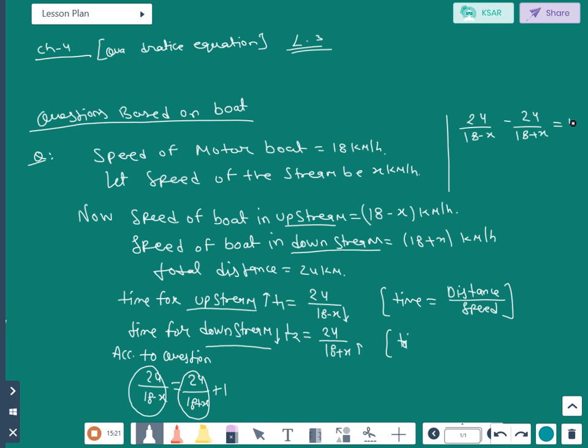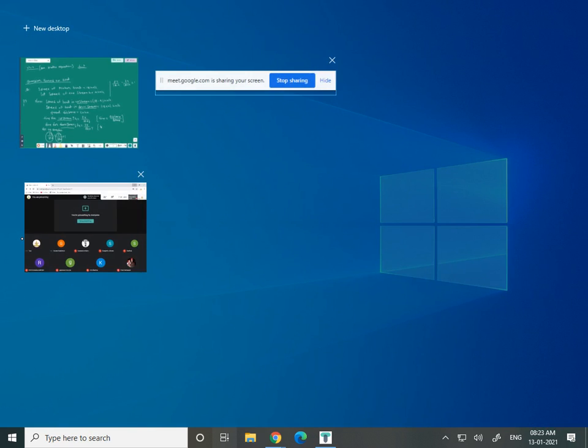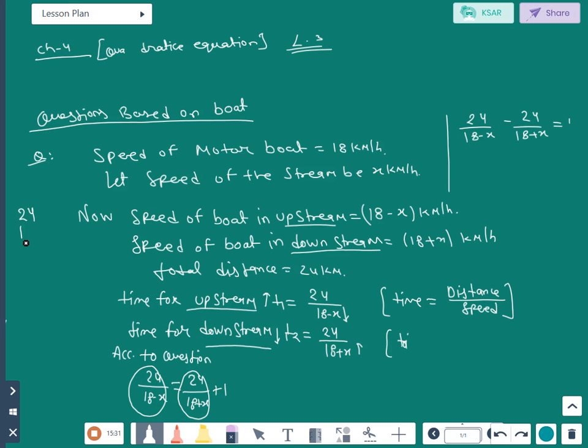Now some students make a mistake. Suppose here you write the equation like this: 24 upon 18 plus x minus 24 upon 18 minus x is equal to 1. You will get the same equation, but the sign before the constant term will be different. Here in the equation it will be negative, but in that equation you will find it positive. That's why your answer is wrong.